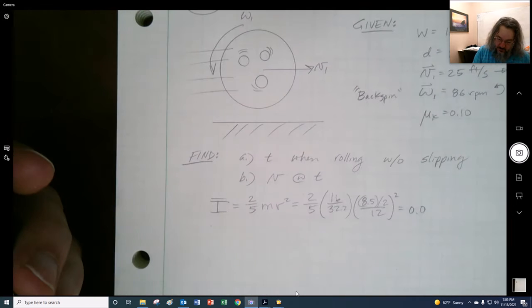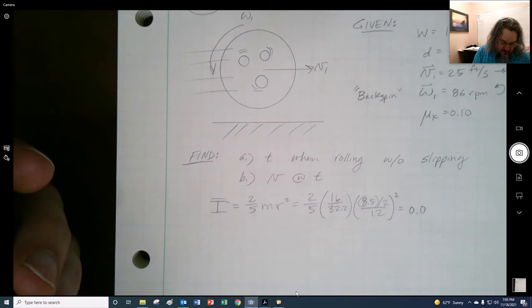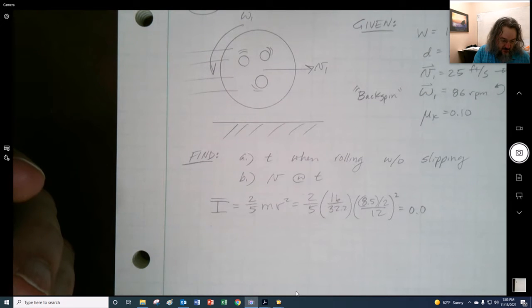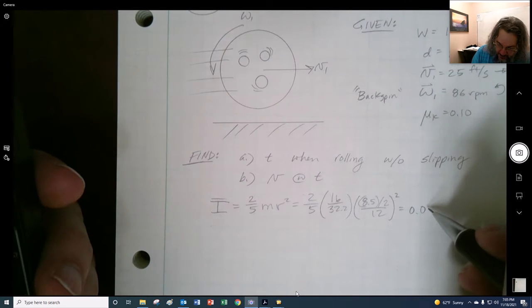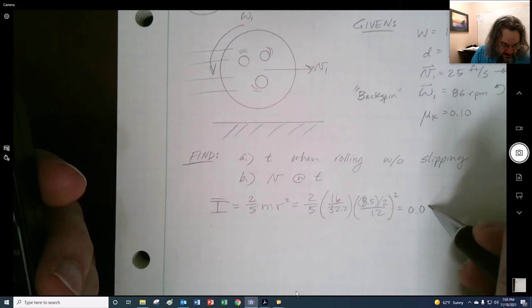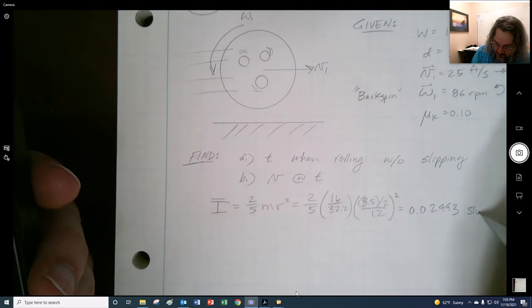Let's see, I'll do it myself here. 8.5 divided by 2 divided by 12. Square it, multiply it by 16 divided by 32.2 divided by 5, multiply it by 2, and hey, I get it. I guess I'll go this way. All right, 0.2493, and these are slug feet squared. Great.